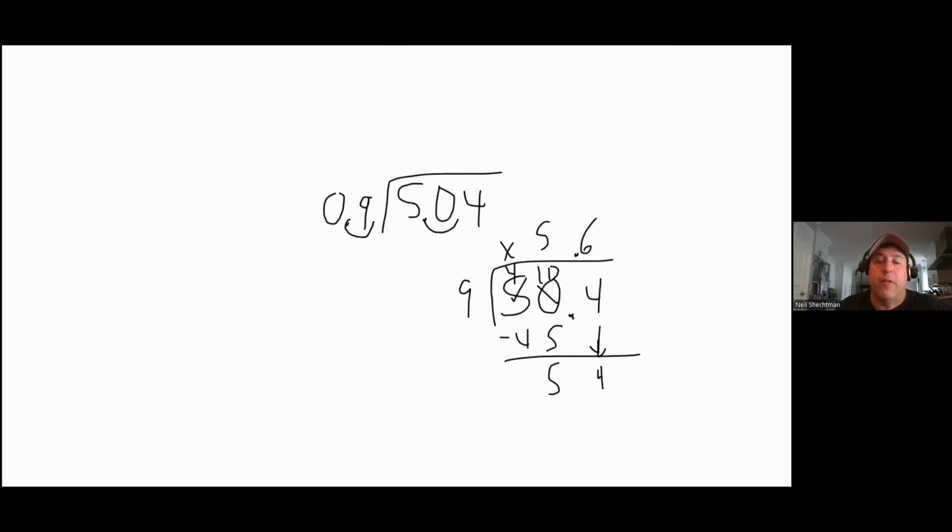And I have nothing left for a remainder. So my answer is 5 and 6/10. I'm going to make that decimal point a little bigger. So the biggest key with the decimal point is you want to bring it up and forget about it. And if the divisor, which is the number outside of the house, has a decimal, you have to make that a whole number and then whatever you do to the divisor, you do to the dividend. Make sense?